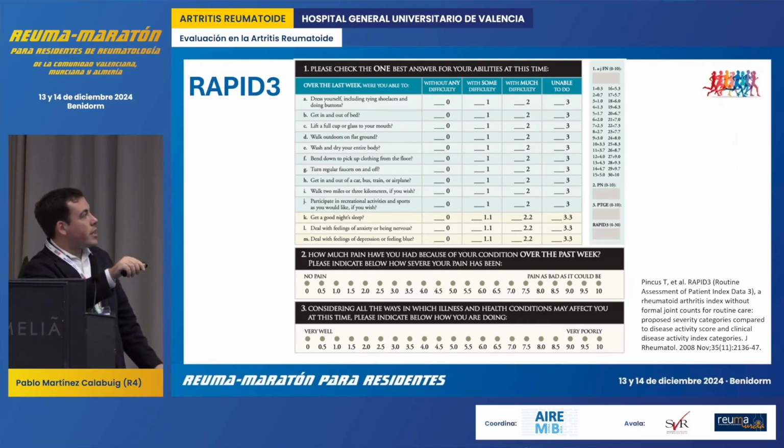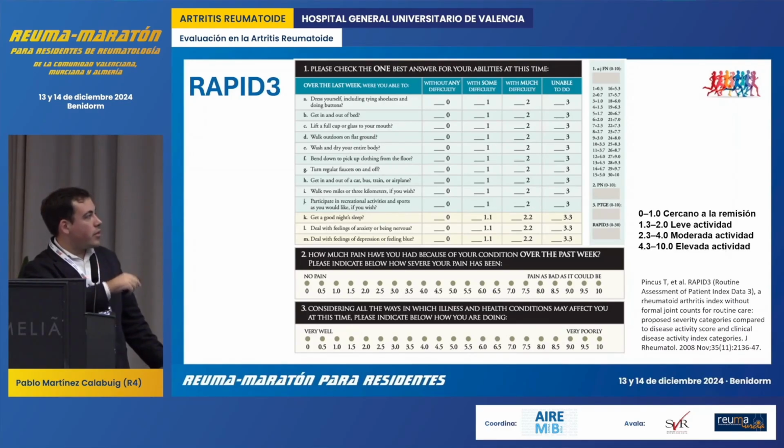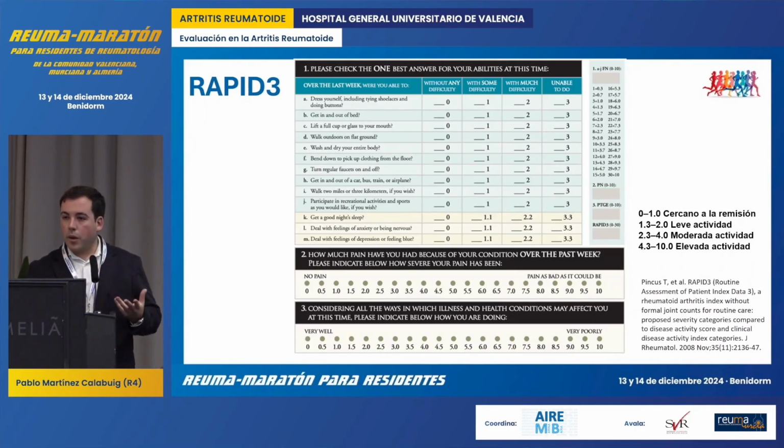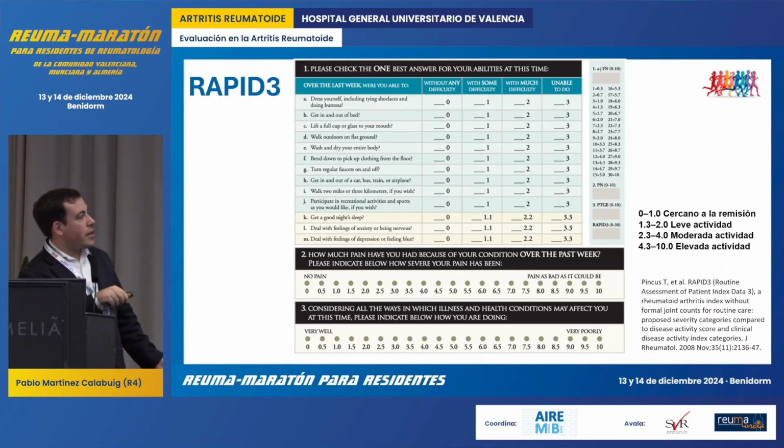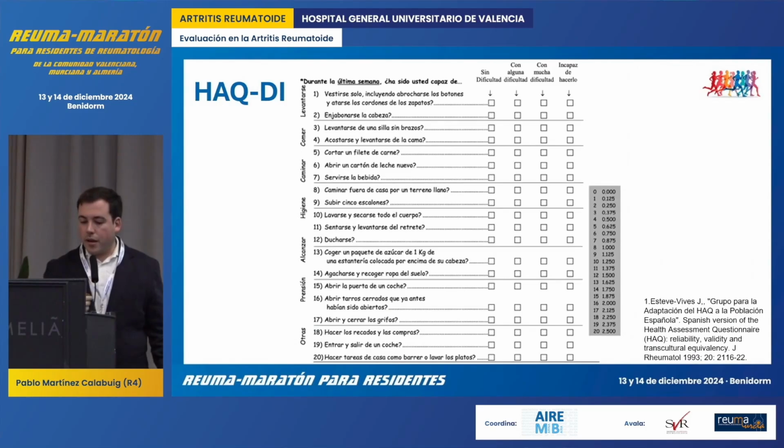The maximum score is obtained by adding everything up, which gives us a total score shown here as a number, plus we add a pain assessment scale and a global assessment scale. With all this, if the score is between 0 and 1, it would indicate that the patient is close to remission. We're not talking about a disease activity index, but rather about how the patients are generally doing. And for example, above 4.3, we would have high disease activity.